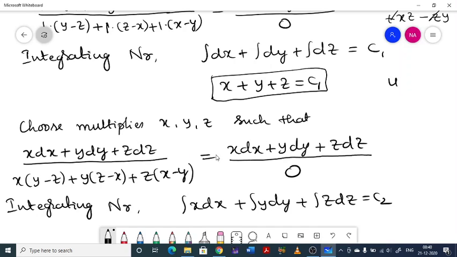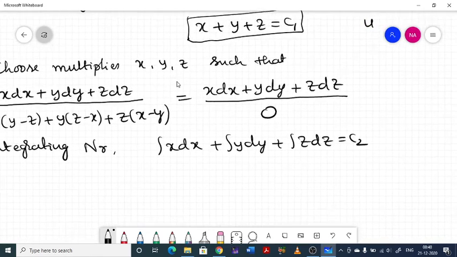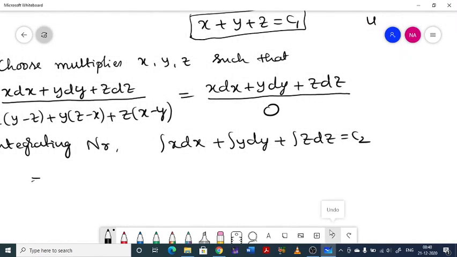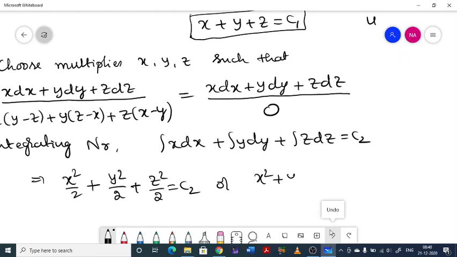So that will be x square by 2 plus y square by 2 plus z square by 2 equal to C2, or x square plus y square plus z square equal to 2C.